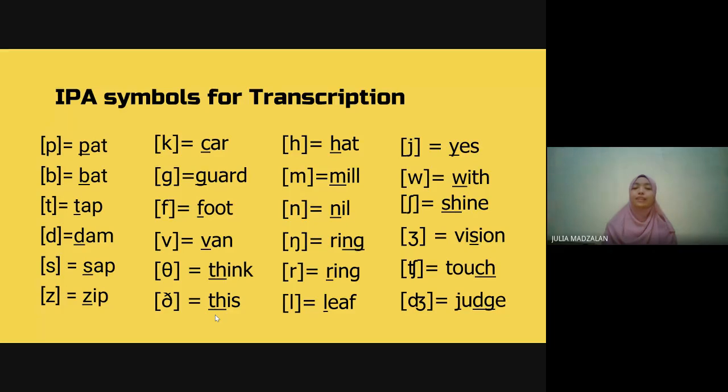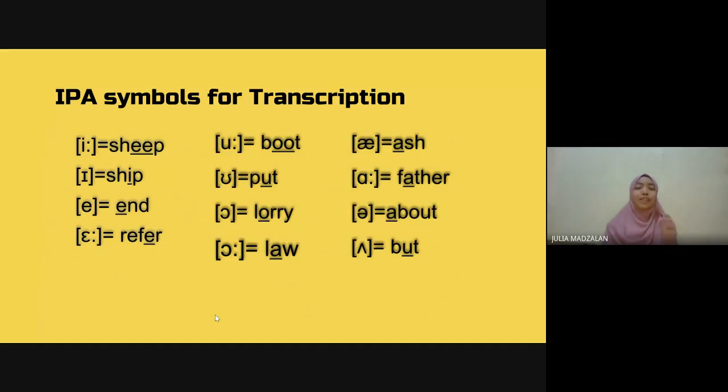Touch. And then the most important sound in all IPA symbols, j. Sebab dia carries j sound for Julia. Ataupun ialah ambil lah. Judge. Okay, seterusnya. Ini adalah IPA symbols for vowels.